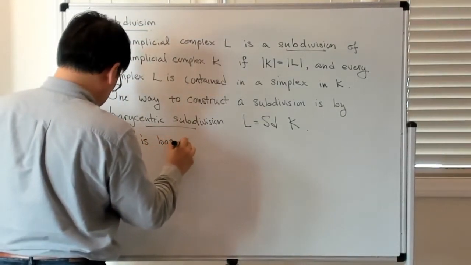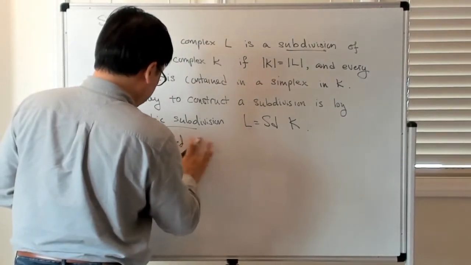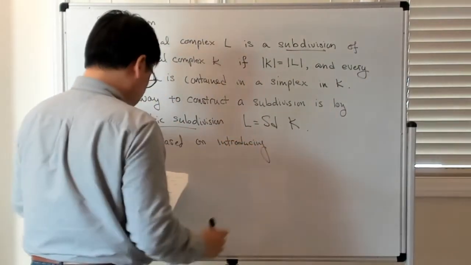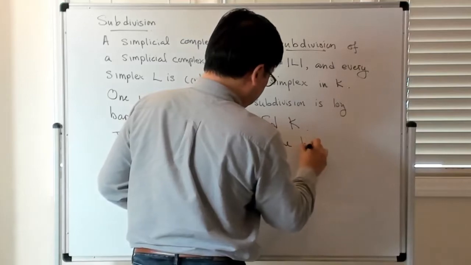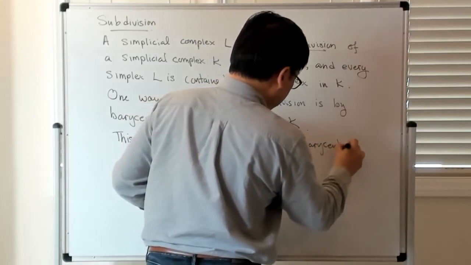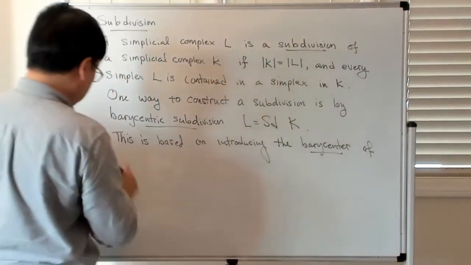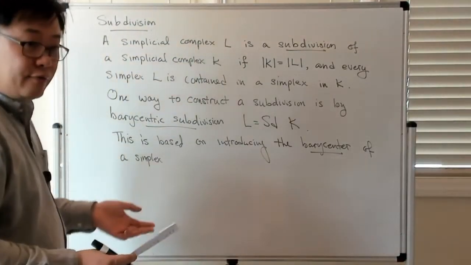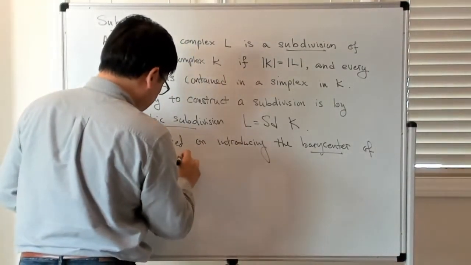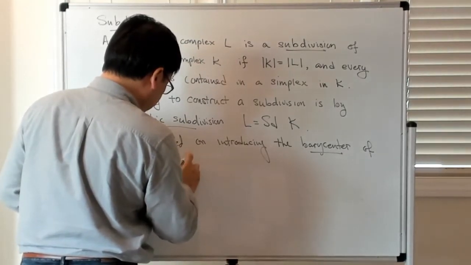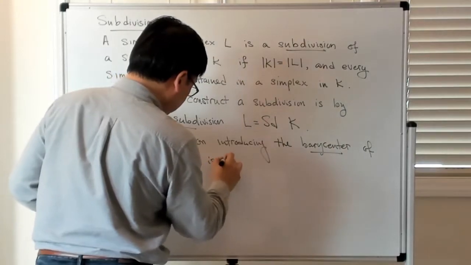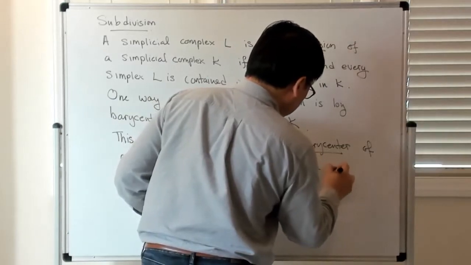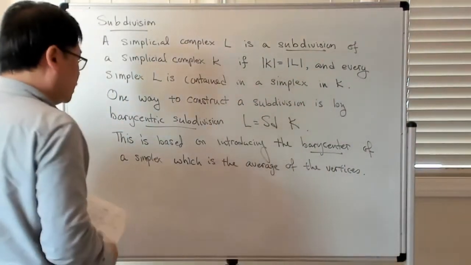So this is based on the introduction of the barycenter of a simplex, which is just the average of the vertices. Okay, so let's look at an example of that.